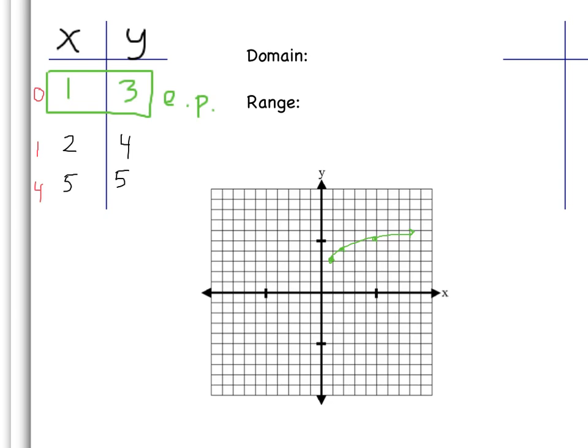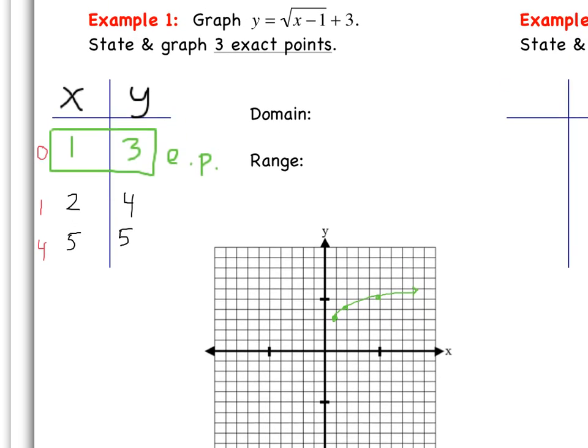Okay, the last thing we have to do, we've got our graph, we need to state our domain and range. Now remember, domain is the x values. So x compared to our h value of 1. Is our graph opening to the right or to the left of our endpoint? What we should notice is we are opening to the right. So our domain, our x values, are going to be bigger than or equal to 1.